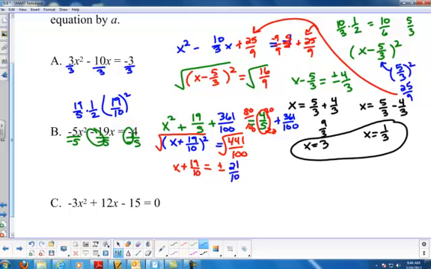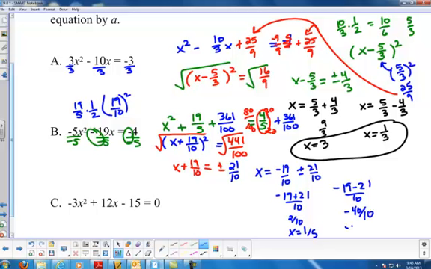So when you subtract your 19 over 10, your two solutions are negative 19 plus 21 over 10, which is 2/10, which is 1/5, or negative 19 minus 21 over 10, which is negative 40 over 10, which is negative 4.